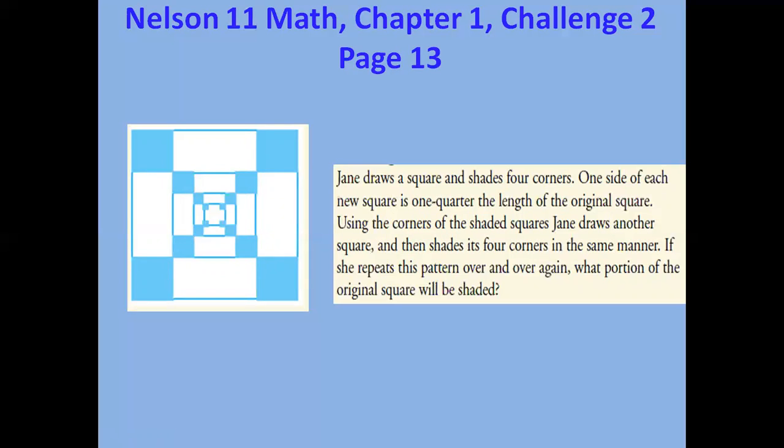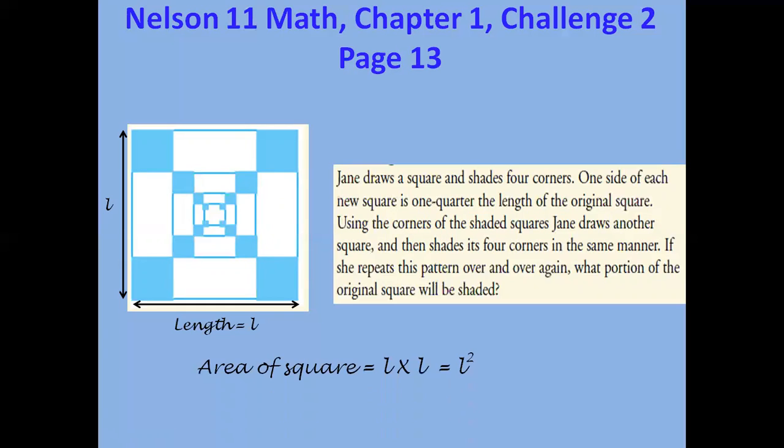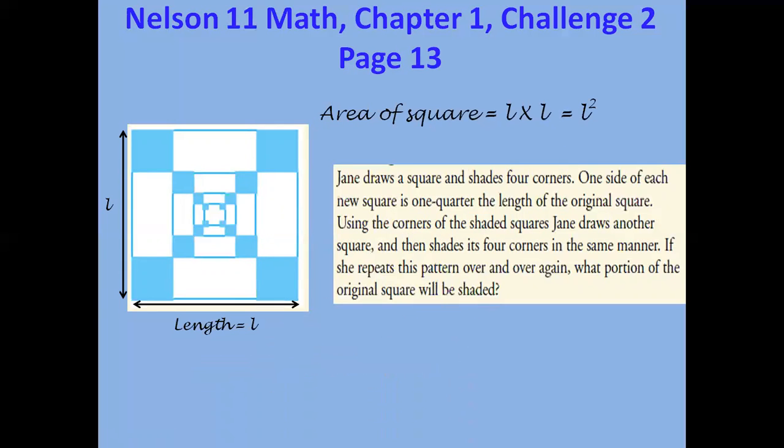So if you read the problem carefully, it says Jane draws a square. Let's consider that the length of this square is L. Because it's a square, length and width both are L. And the area of this square will be L times L, which is L square. Let's keep it here for our memory. So the original area is L square.